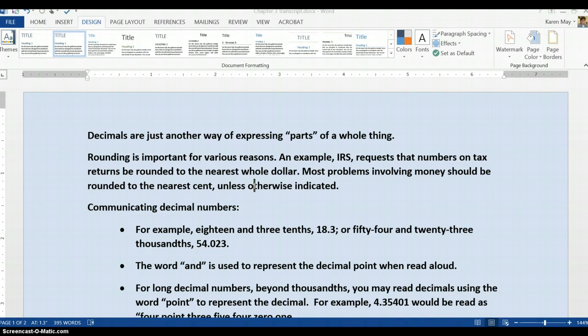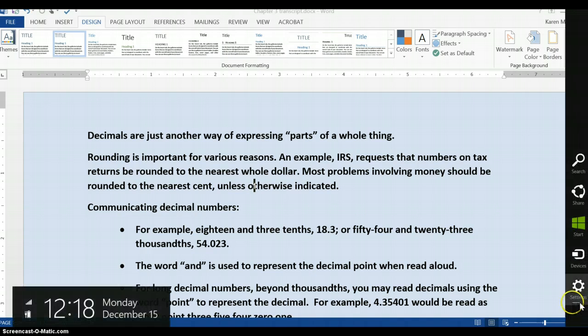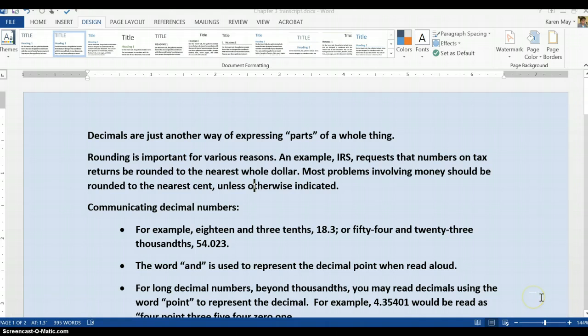Decimals are just another way of expressing parts of a whole thing. Rounding is important for various reasons. An example: the IRS requests that numbers on tax returns be rounded to the nearest whole dollar. Most problems involving money should be rounded to the nearest cent unless otherwise indicated.